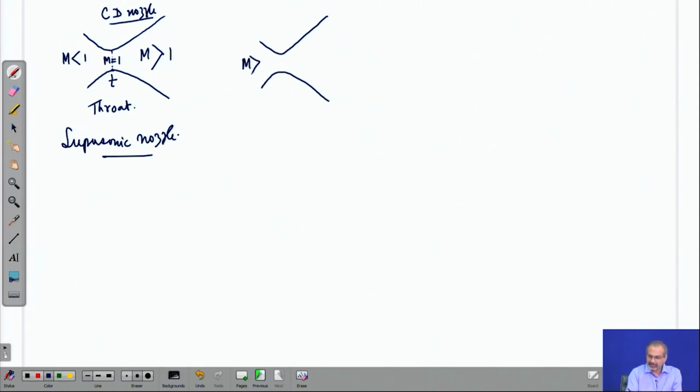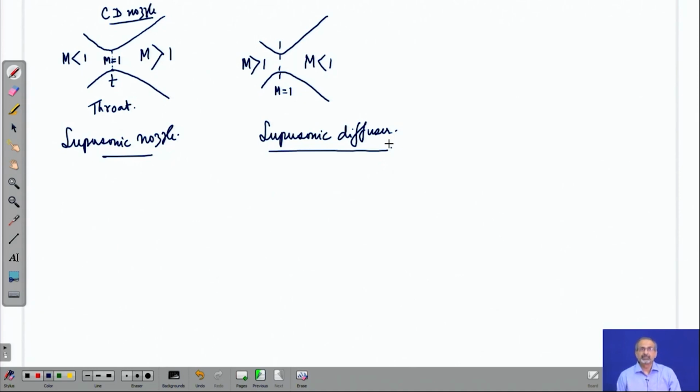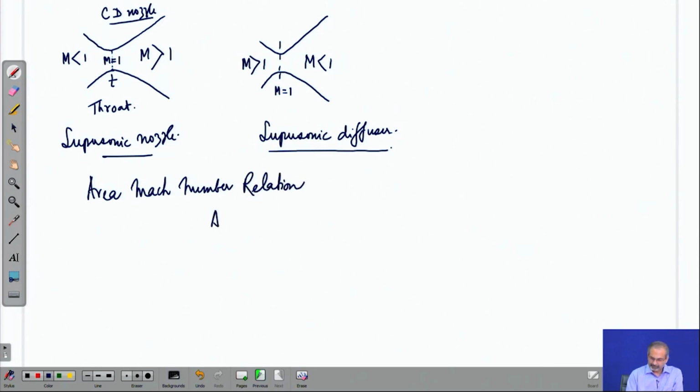On the other hand, let us say you are bringing a supersonic flow to a sonic condition here and then providing it with a diverging section, it can slow down to a subsonic flow. So, that becomes a supersonic diffuser. So, in both cases there was a throat, a minimum area section where the Mach 1 condition was achieved, but in one case a subsonic flow accelerated to a supersonic condition, in another case a supersonic flow decelerated to a subsonic condition. There is a very important relation which you can derive further, which is called the area Mach number relation. Which looks like this.